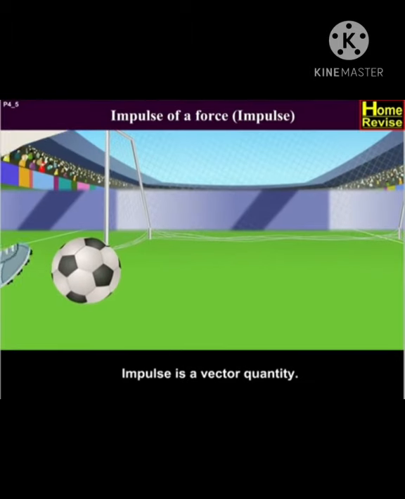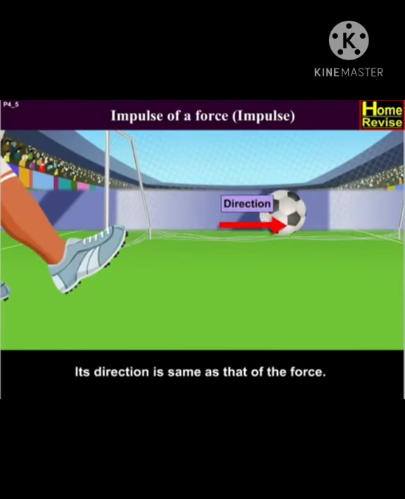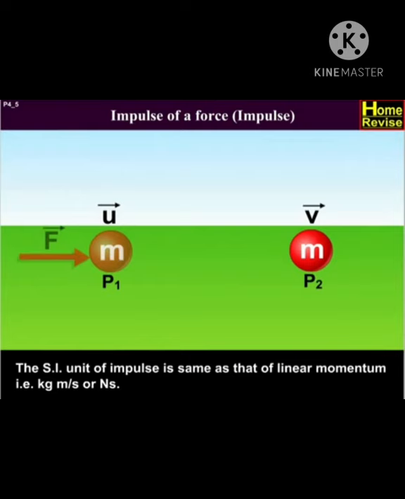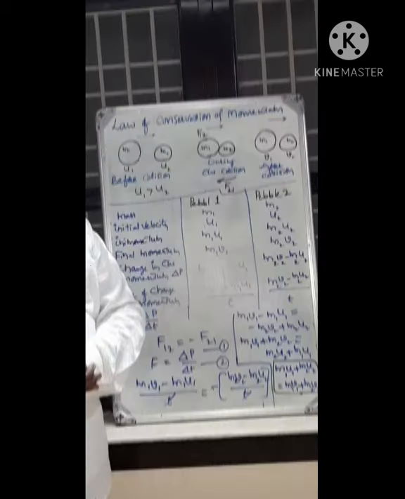Impulse is a vector quantity. Its direction is same as that of the force. The SI unit of impulse is same as that of linear momentum, that is kg meters per second or Newton second.